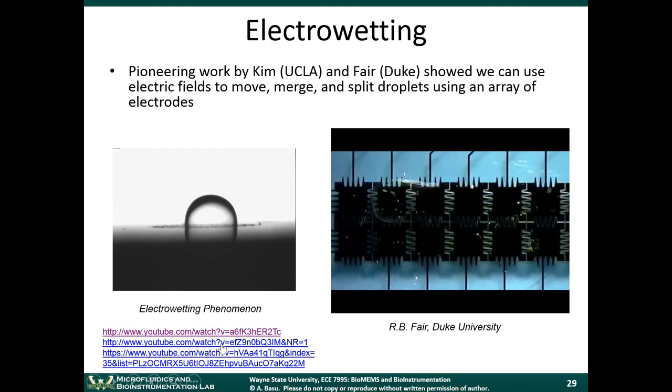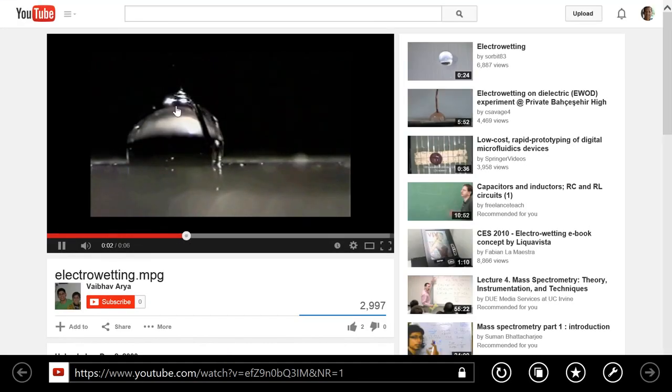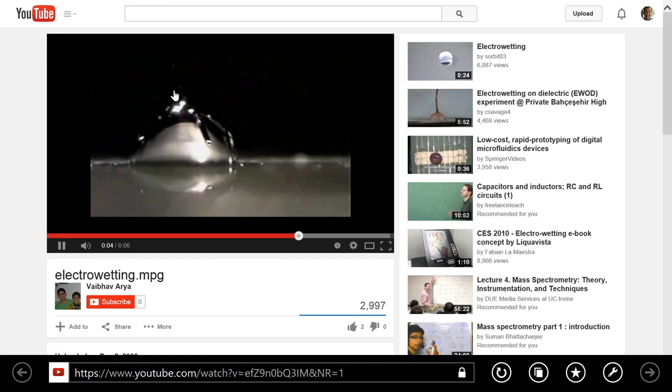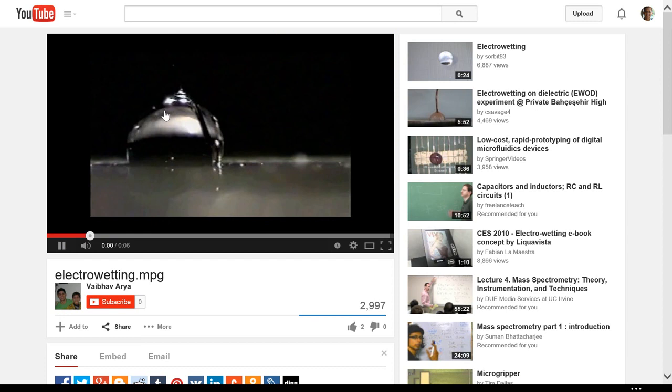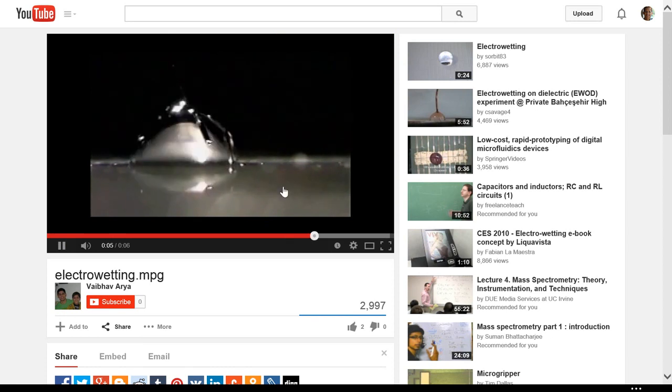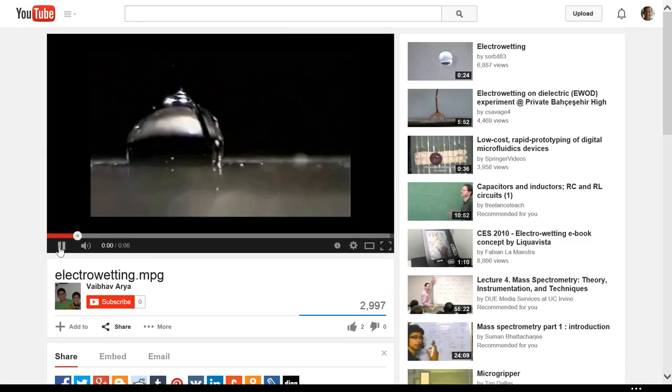So let's see another example of that. Here we have one wire at the top that's going into the bubble, and then there's the surface. You're applying a voltage between the wire and the surface below the droplet. When you apply the voltage, you can see that the shape of the drop changes.